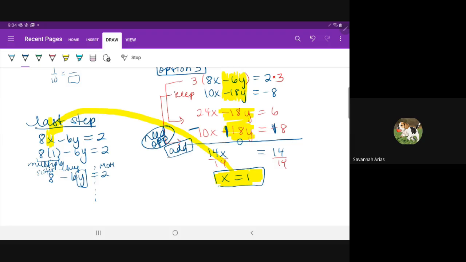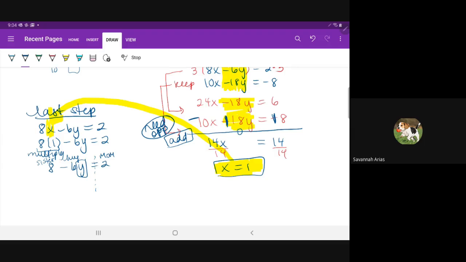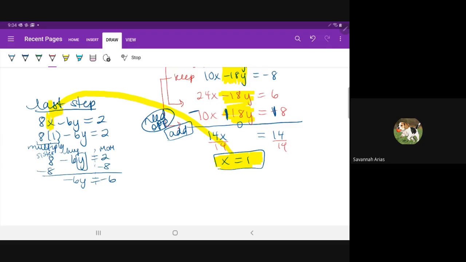So you guys, how do I get rid of the 8? Not yet! Isaiah, wait! We're almost done. Don't leave. Okay, you guys, how do I get rid of the 8? Somebody tell me. We're almost done. We have like 5 seconds left. Thank you. Subtract 8. Negative 6y equals negative 6. And then what? We only have 1 step left. Divide by? Someone tell me. Yes, except negative. And then y equals 1. So 1, 1.